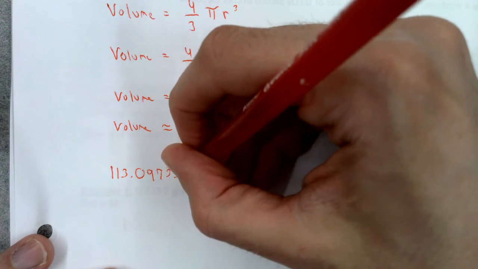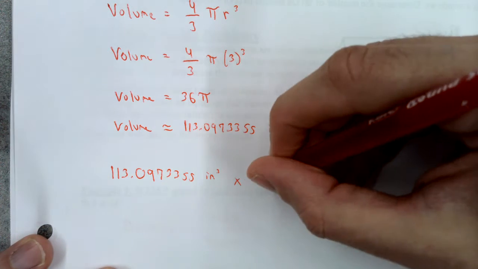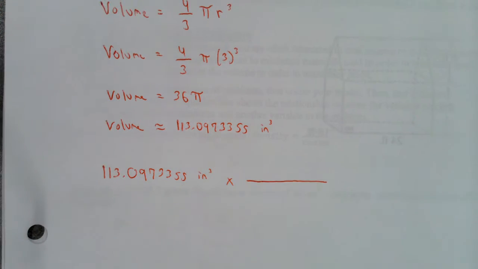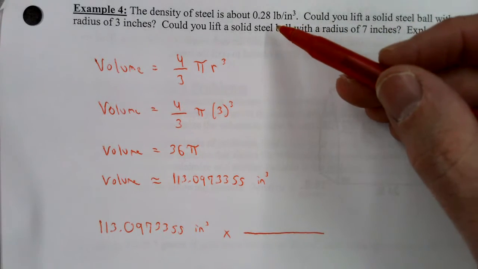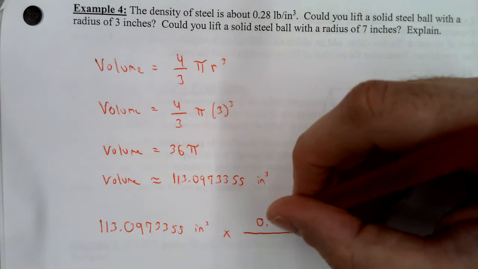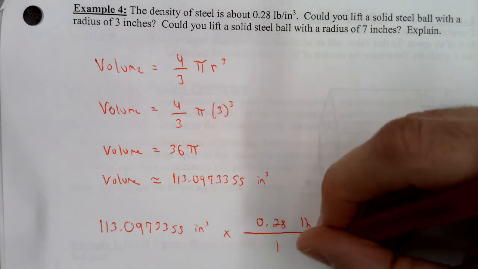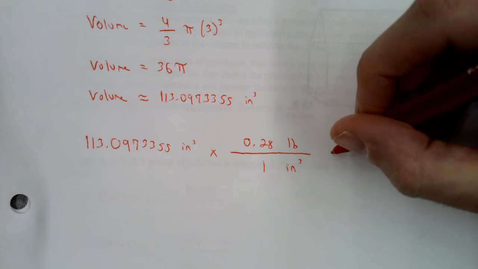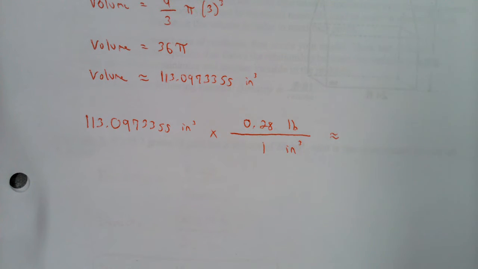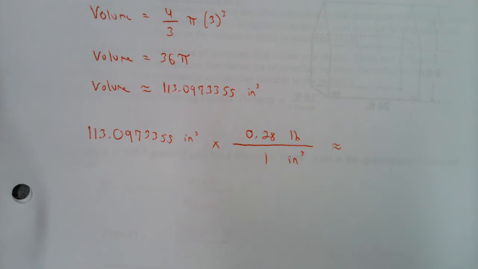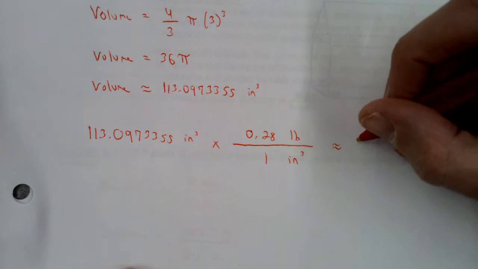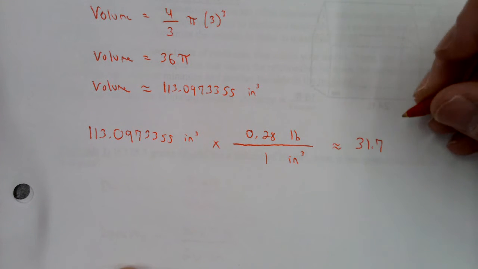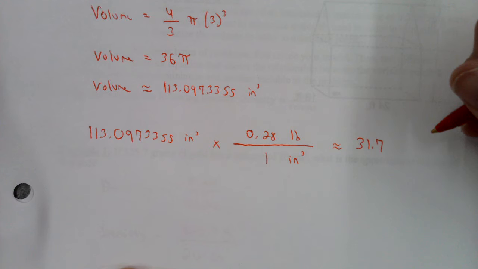113.0973355 inches cubed. And we're going to convert 0.28 pounds per 1 inch cubed. If it's in the top, you multiply. If it's in the bottom, you divide. So I'm going to do 113.0973355 times 0.28. And it's going to give me approximately, I'll say 31.7 pounds. LBS is pounds.